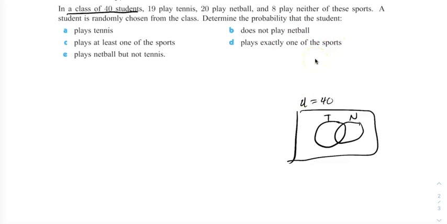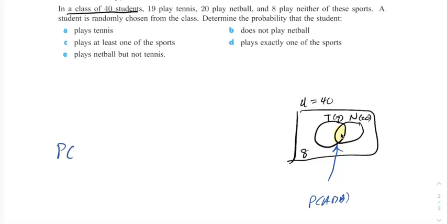And then tennis is 19, so all of this is 19. And netball is 20, so all of this is 20. I know that neither is 8. So it's like always with Venn diagrams, you're trying to find the middle. And that middle, because that opens up the whole problem for you, is the intersection. Probability A intersection B. So we use our formula.